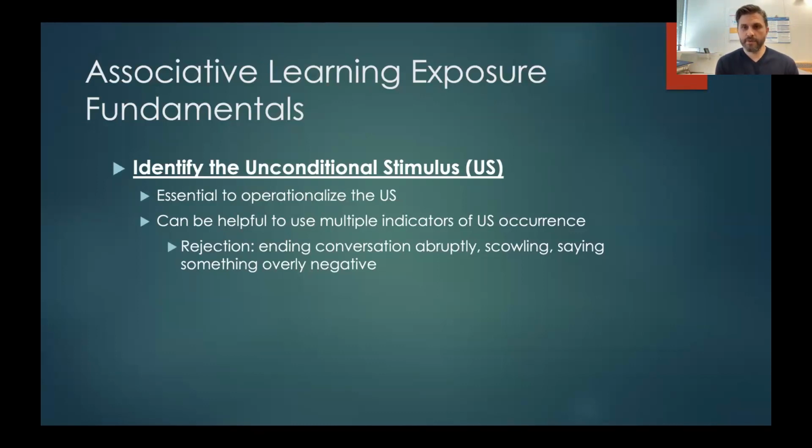Other unconditional stimuli are more easily identified. It's pretty clear whether a person passes out, has a heart attack in panic disorder. It might be pretty clear whether somebody develops serious physical illness in certain types of OCD, or acts aggressively or harms somebody else in OCD. These things are pretty apparent, but it's still important to identify and operationalize those.